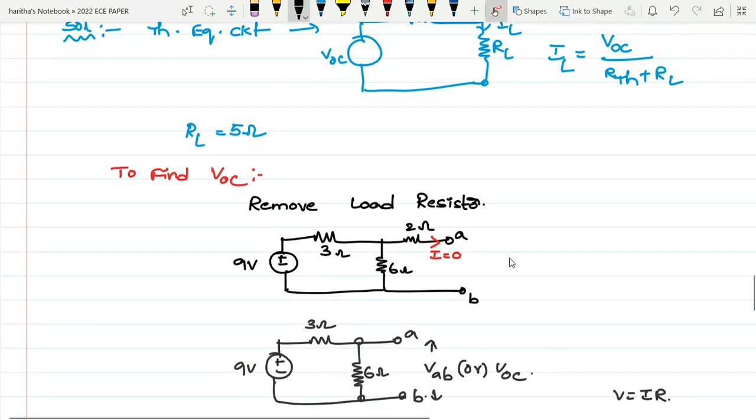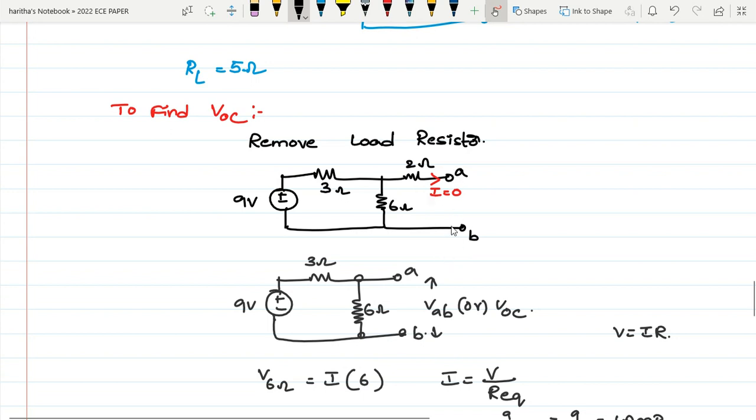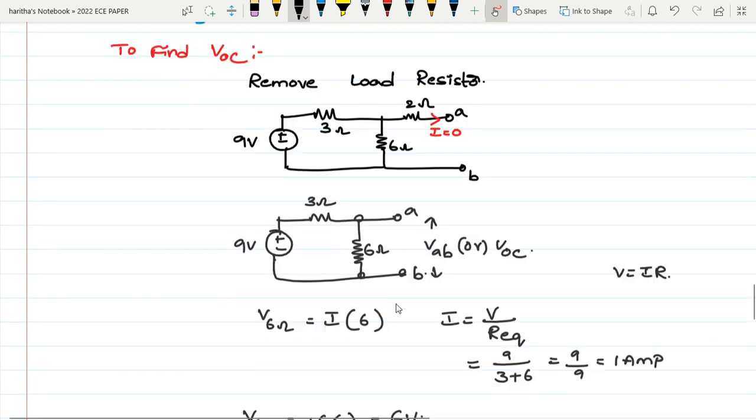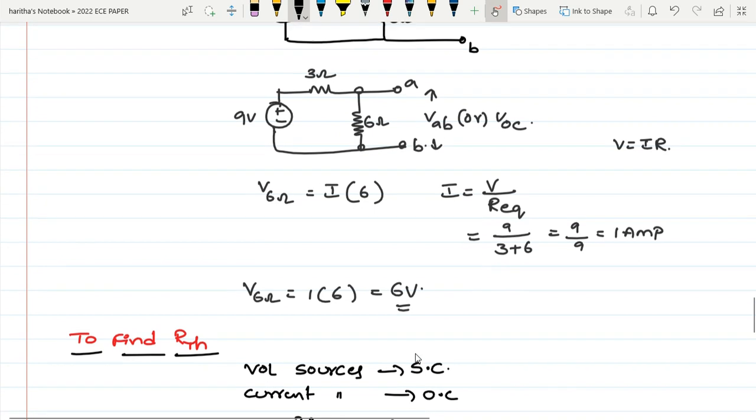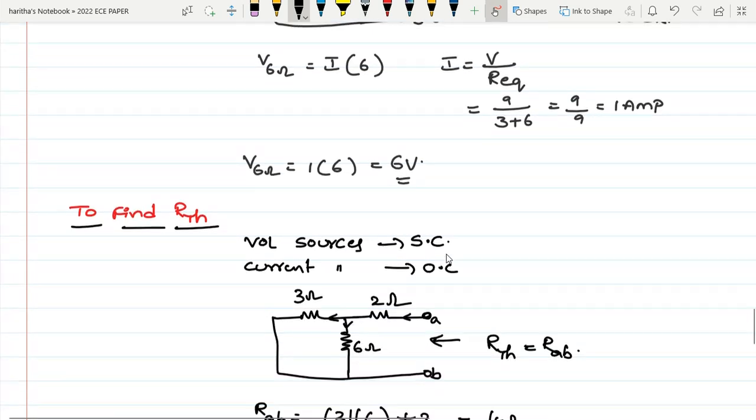To find VOC, you have to remove the load resistor. In this problem, by removing the load resistor, there is no current passing through this 2 ohm resistor. If there is no current passing through a resistor, then you can neglect that resistor. So this will be the remaining network. Now the voltage across the A and B terminals is nothing but the voltage across the 6 ohm, because there is no other element between these two. So that's why I found the voltage across the 6 ohm resistor, which is the open circuit voltage.